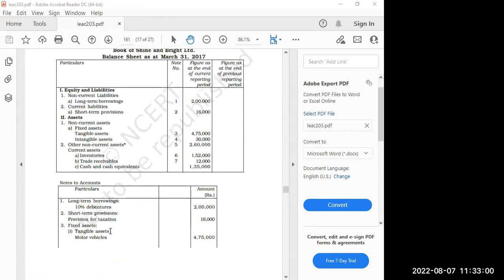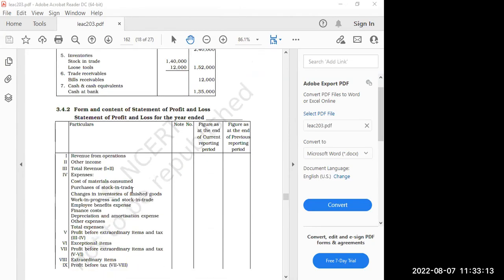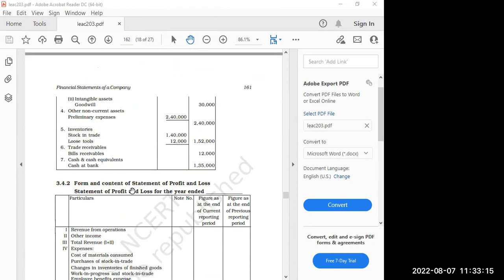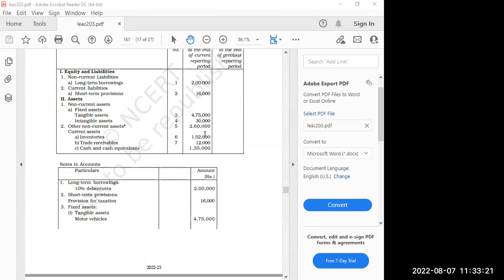One second. Other non-current assets, how much is mentioned here? 2,60,000. Other non-current assets, what else is there? Other non-current asset is preliminary expense, 2,40,000. That's all. You have to take 2,40,000. This is not 2,60,000. It's 2,40,000. Other non-current assets are 2,40,000.